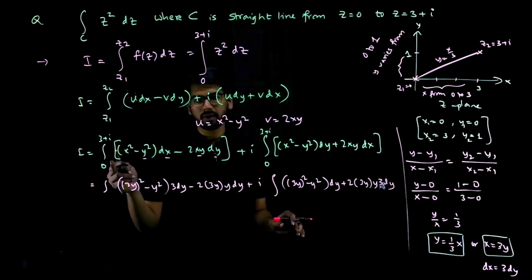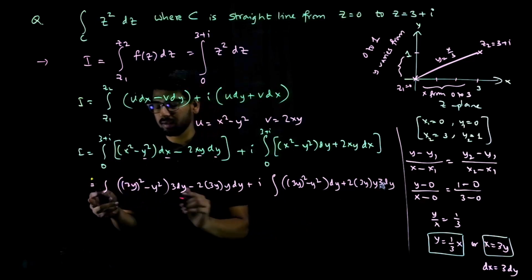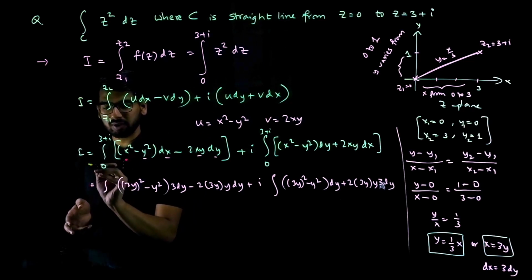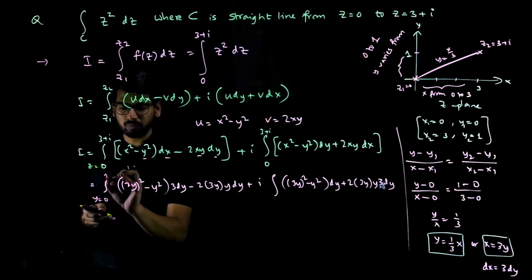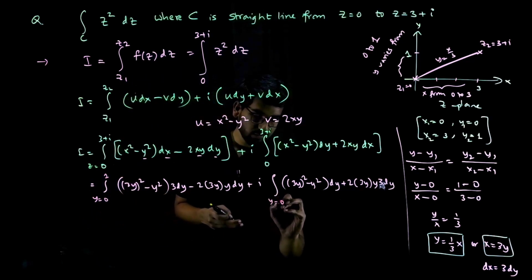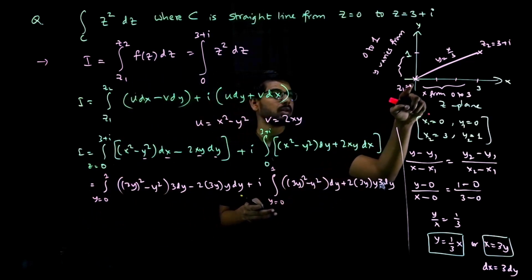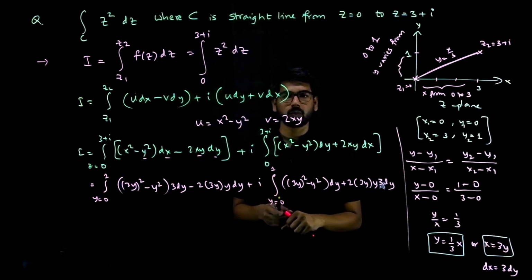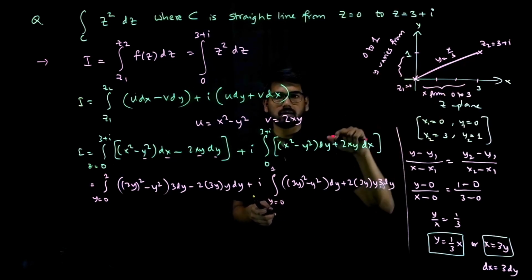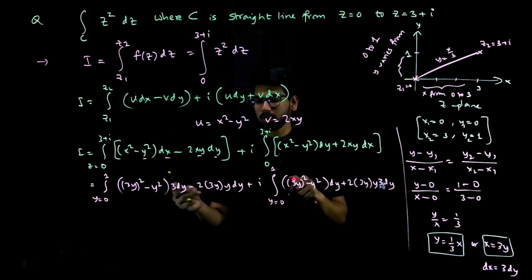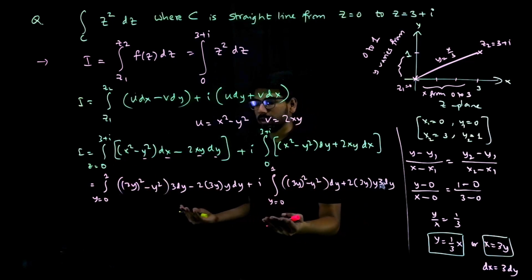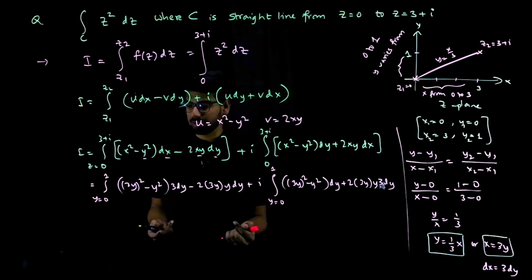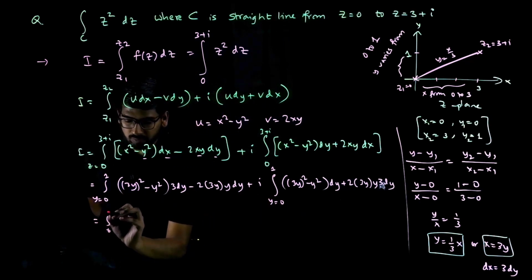So the limits, which were from 0 to 3 plus i, I will convert to y from 0 to 1, because y is varying from 0 to 1. So all the terms are in terms of y and the limits are also changed in terms of y. Now it is just simple integration. What do we do? Integration from 0 to 1.